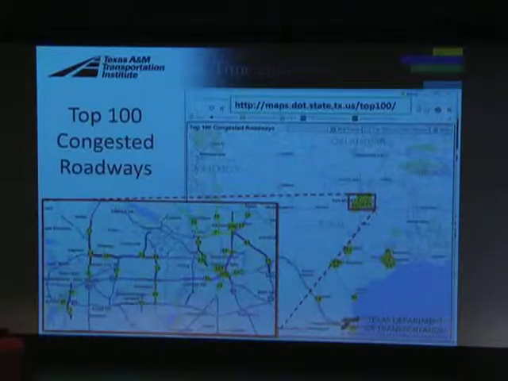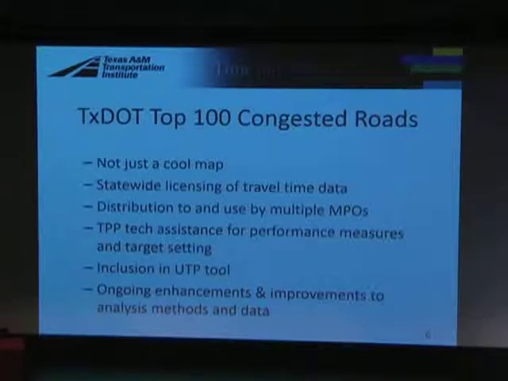We overlay it on top of TxDOT's roadway inventory network, as Chris mentioned earlier, and that allows us to overlay those speeds with traffic volumes and other roadway inventory attributes. But the TxDOT Top 100 is more than just a cool map. There are a number of things that Top 100 is essentially enabling.